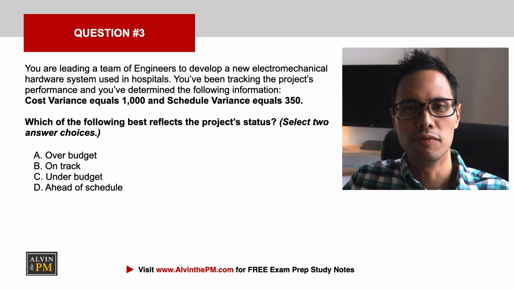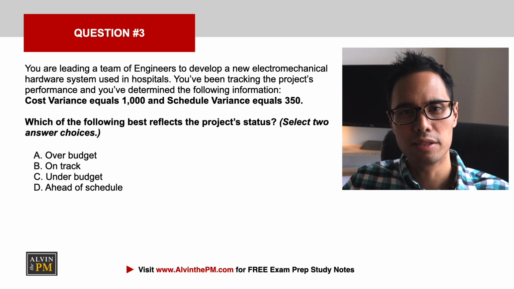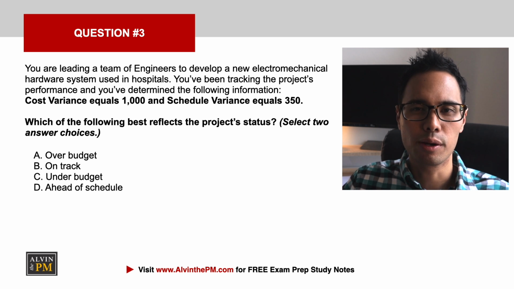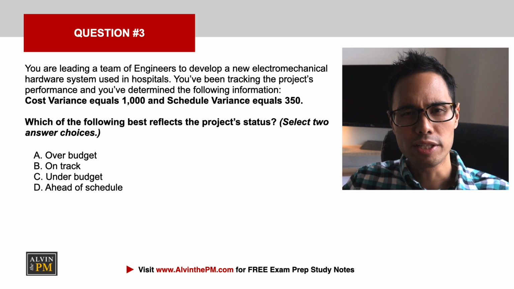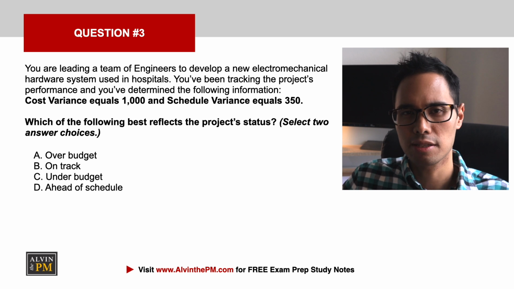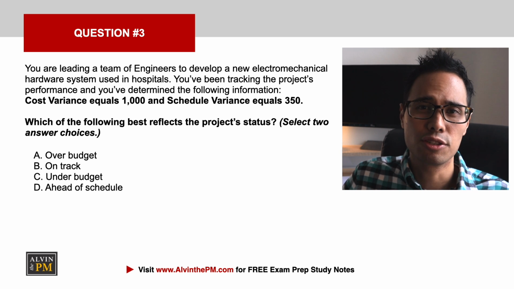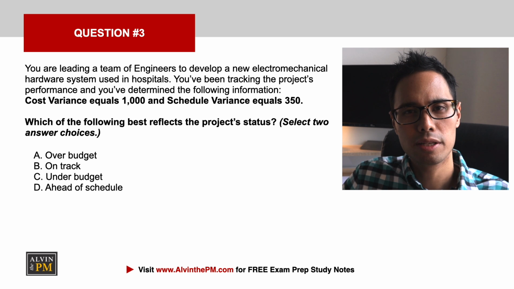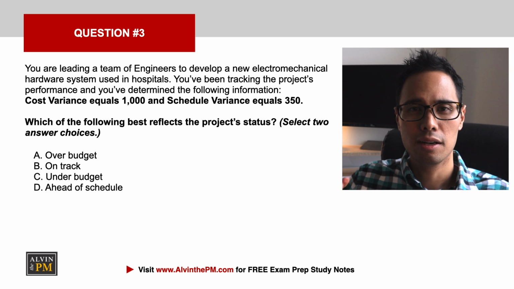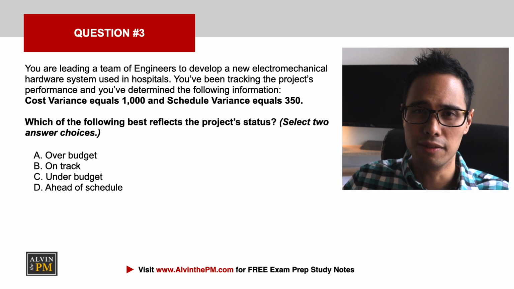You are leading a team of engineers to develop a new electromechanical hardware system used in hospitals. You've been tracking the project's performance and you've determined the following information. Cost variance equals 1,000 and schedule variance equals 350. Which of the following best reflects the project status? Select 2 answer choices. A, over budget; B, on track; C, under budget; and D, ahead of schedule.